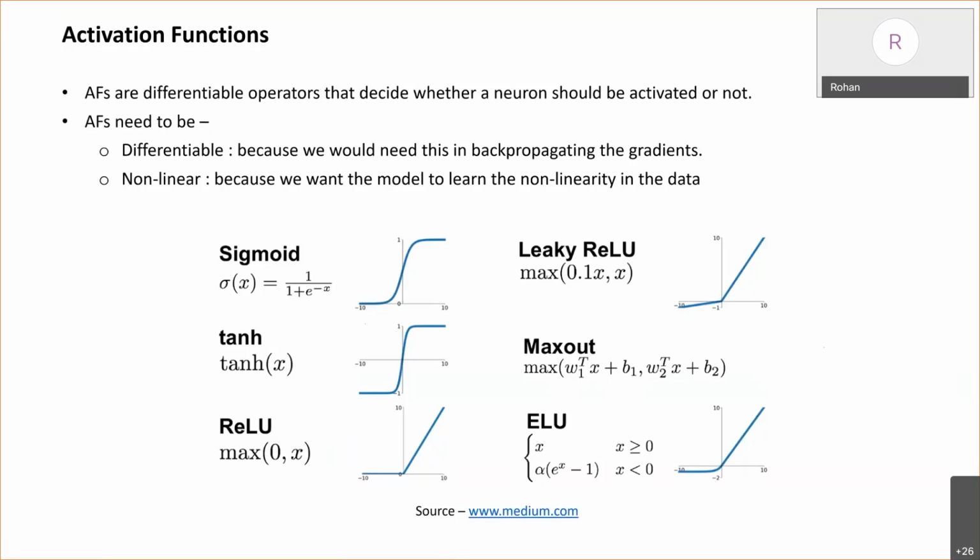The tanh activation function is a variation of the sigmoid, where the values are not always non-negative. We can go in the negative direction also. So we are going from -1 to 1 in this case.